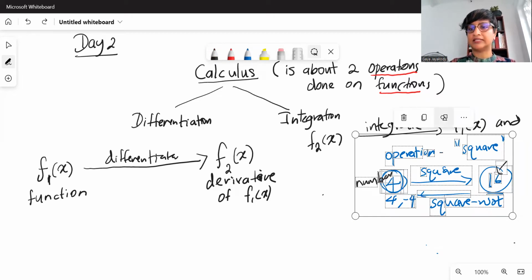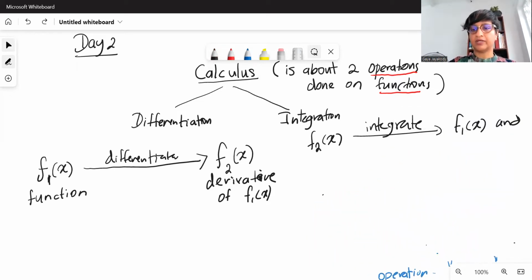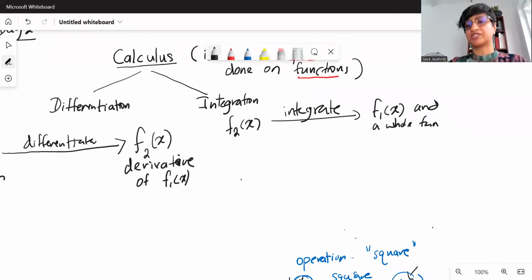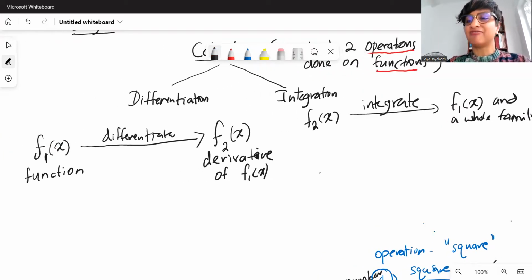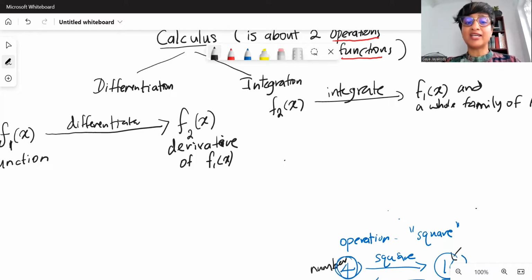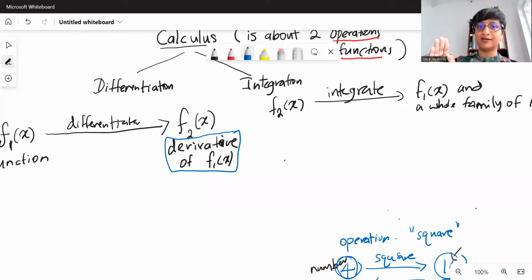F1 and a whole family of functions. And this f1 has now come to the other side. f2 went to f1. So just as we call f2 the derivative, f2 is the derivative of f1.